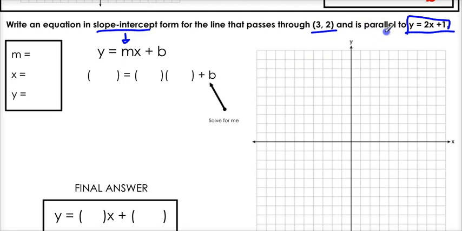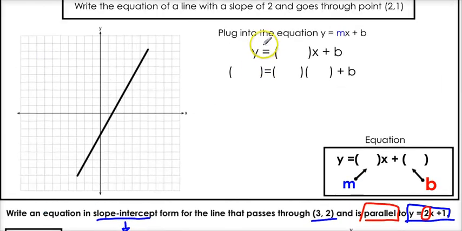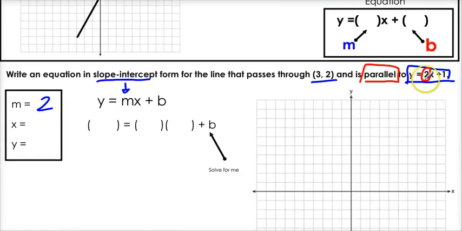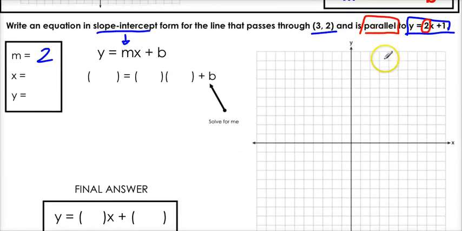Well, if it's going to be parallel, and this is an important piece of information, so it's good that you circle it, it needs to have the same slope. So our slope is just going to be 2. So this is just like the last problem. Now we know the slope of our new line. In this case, it was given to us. This one we had to figure out. We just knew if it's going to be parallel, it needs the same slope.